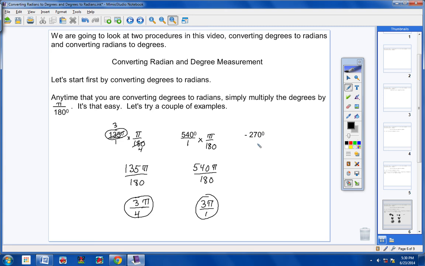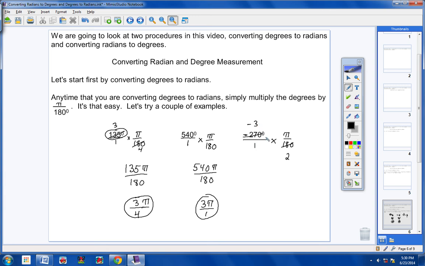You can work ahead and try this one on your own, or you can watch me. Okay, let's go ahead and convert negative 270 degrees, and we'll talk later about how you can have a negative angle, okay? But let's go ahead and convert negative 270 degrees over to radians. So we'll go ahead and put the 270 over 1, and then we're going to multiply it by pi over 180, okay? Now, if you want to cross cancel, 90 will go into both of these numbers. 90 will go into 180 2 times. 90 will go into negative 270 negative 3 times.